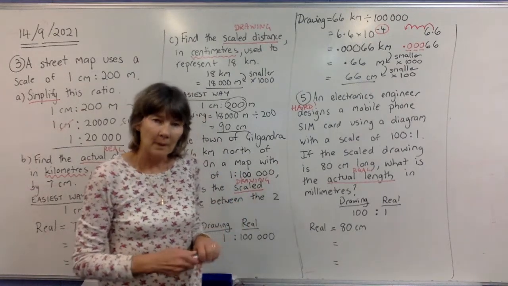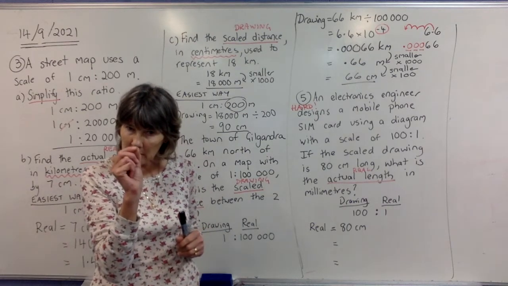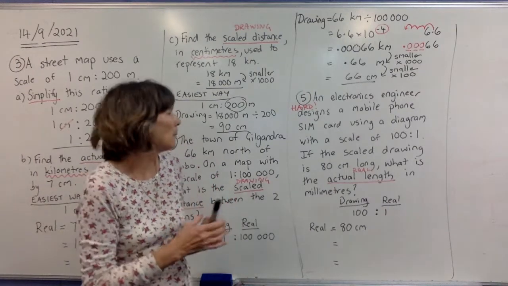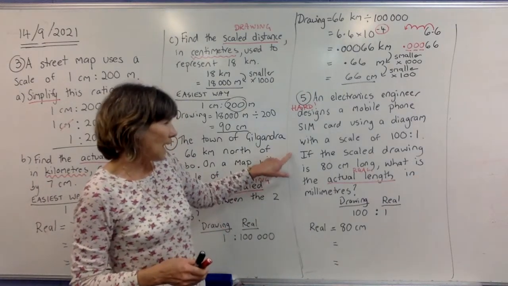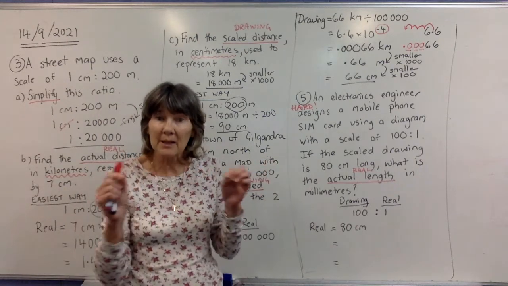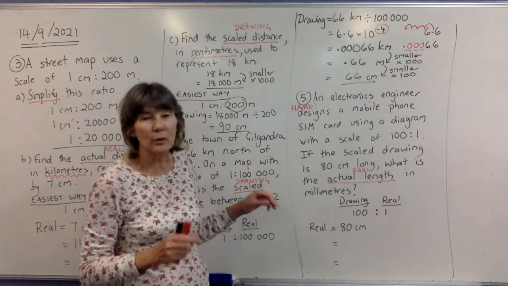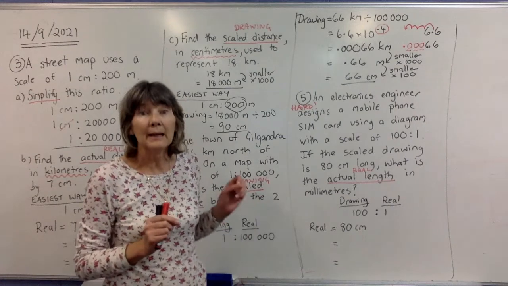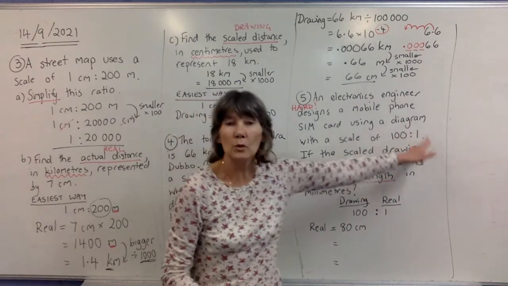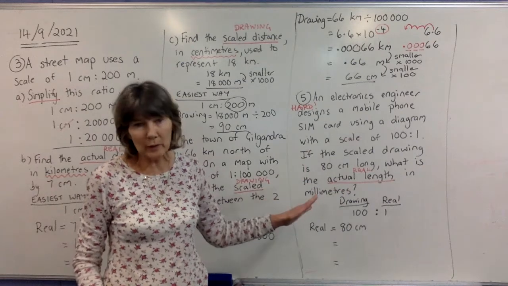Why is that? Remember I said in the notes at the beginning that sometimes we have tiny little things and we need to make them bigger on a drawing so we can see what's going on. That's what's happening here. So if the scale drawing is 80 centimetres, so in other words the 80 centimetres is what is on the drawing, what is the actual length, the real length of this little SIM card in millimetres? Okay, so drawing to real is 100 to 1 this time.